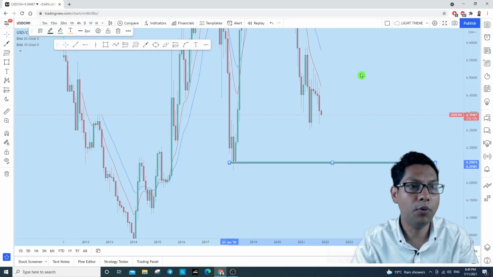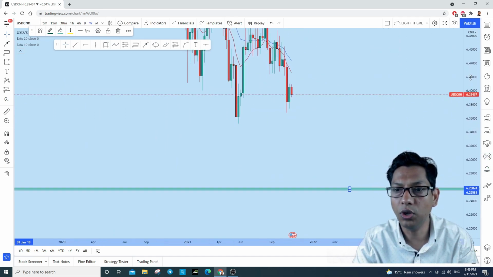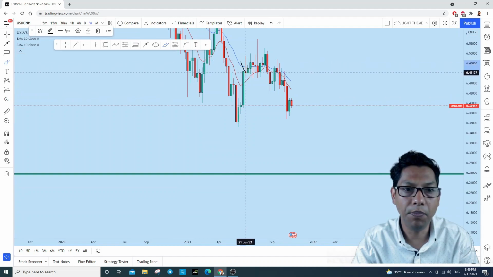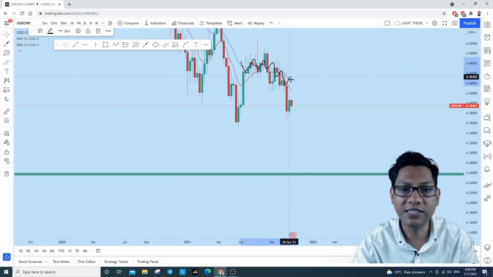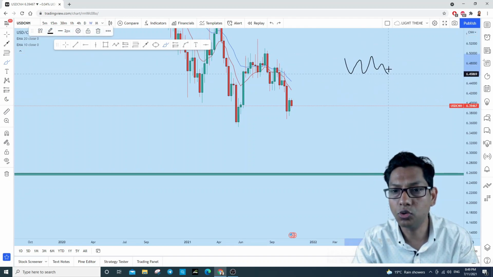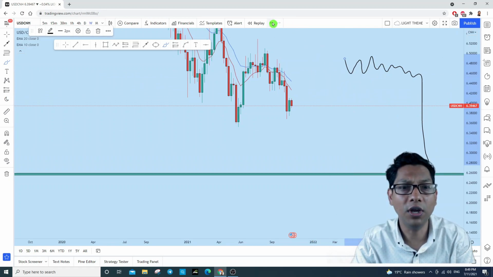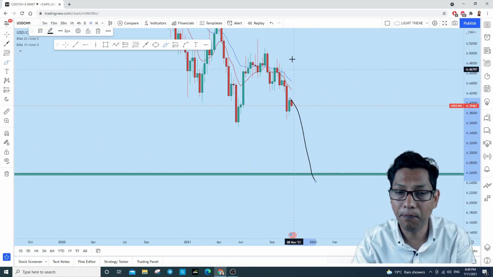Now let's jump on to weekly time frame to see what kind of trading opportunity we have. Now on the weekly, you see that there has been a big consolidation and deceleration. So when you see an instrument dropping after a big consolidation, you can expect a big drop. So on the weekly also we have a strong bearish momentum.